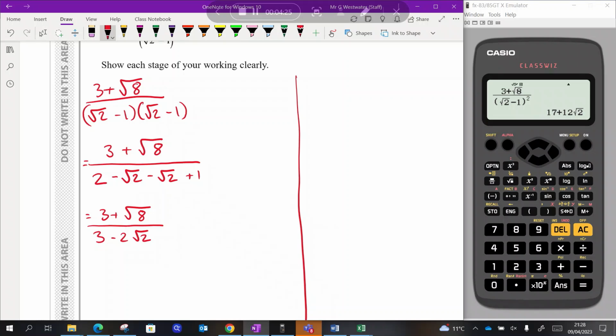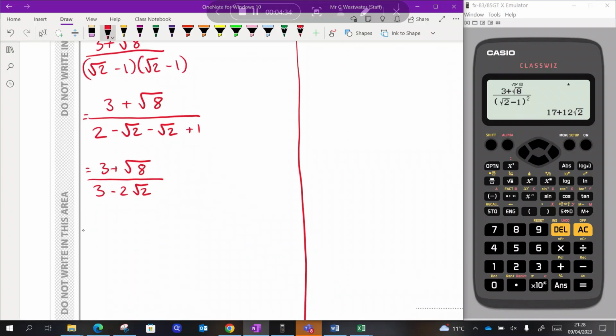Now, when I'm rationalising, I need to look at what's on the denominator and think about the difference of two squares. So I'm going to times top and bottom, so 3 plus root 8 over 3 minus 2 root 2, by 3 plus 2 root 2. Which is actually 3 plus root 8, but we'll cross that bridge when we get there.